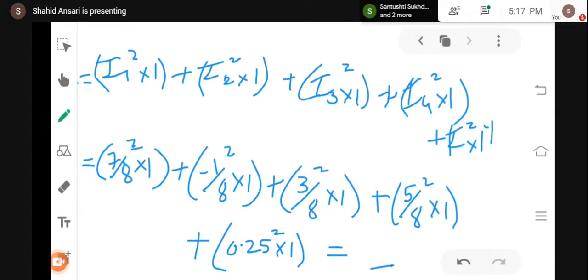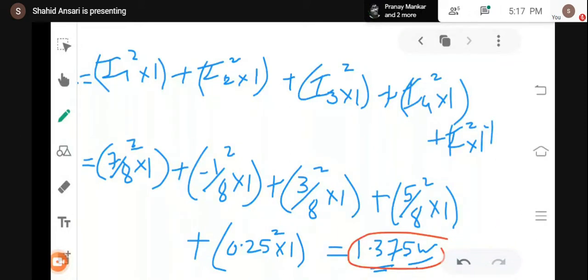Find out the final answer. How much are you getting? 11 by 8. Yes, total 11 by 8. Is it correct? So 11 by 8 in decimal is 1.375. 1.375 watt. So this is the total power consumption of the network. We calculated this power dissipated by individually calculating the power dissipated across every element.